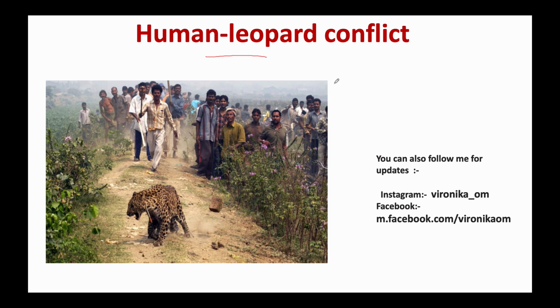So already I have talked about such animals like, for example, tiger, then there is elephant. We already talked about man-animal conflict in various ways and about their habitat also. So here especially we are going to talk about leopard and human conflict.